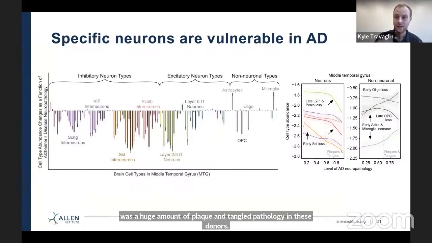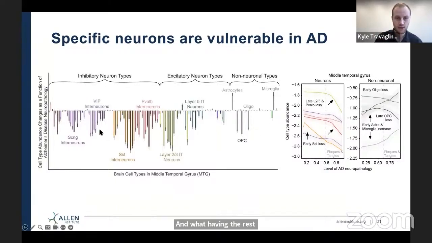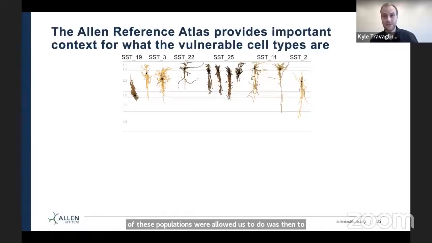And what having the reference mapping, so knowing what each of these populations were, allowed us to do was then to look at what are the morphologies of the cells that are vulnerable in neurotypical reference.